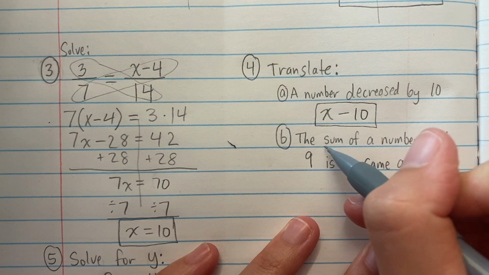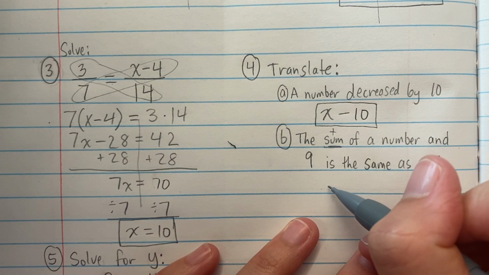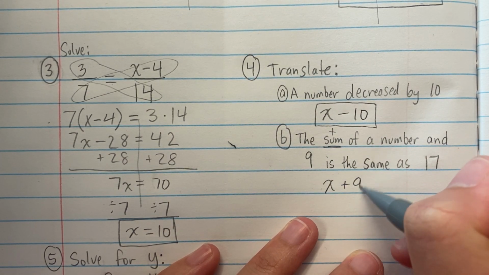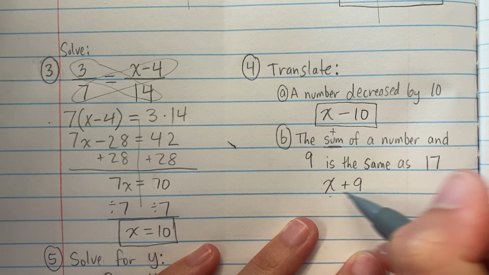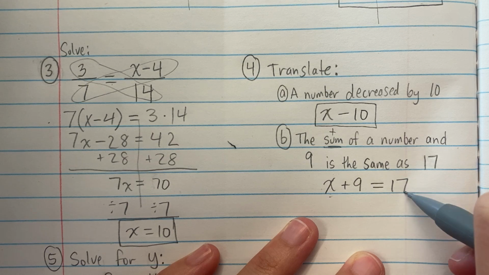Okay, sum. The sum, that means add. The sum of a number and 9. So the sum of a number and 9 is the same as equals 17.